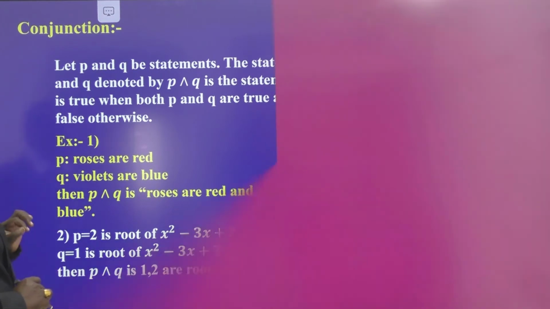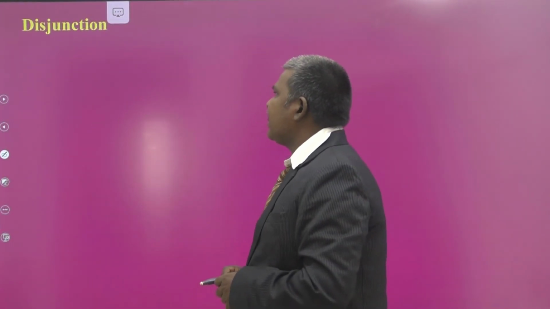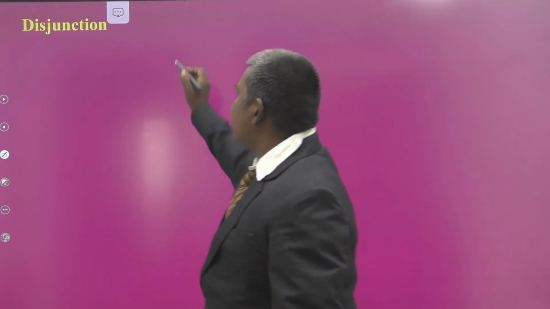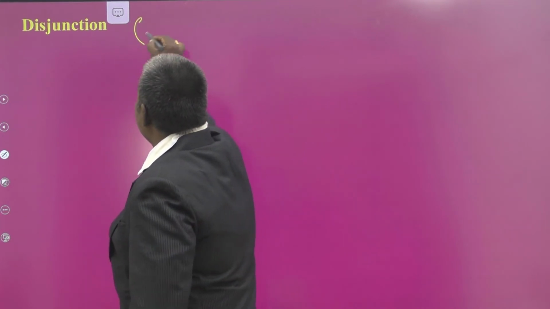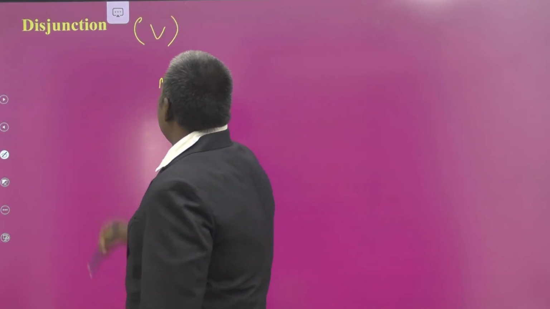Right. Next one. This is the next connective, disjunction. So the second connective is the disjunction. Already we discussed conjunction: if both are true, then the result is true, otherwise false. For disjunction, P and Q are any two statements. The disjunction of P and Q is denoted like this.